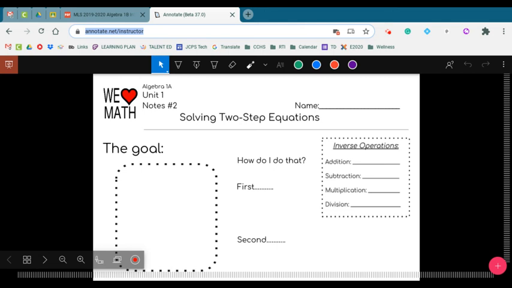Okay, so this is going to be our Unit 1 notes number 2, solving two-step equations. So our first set of notes, we were just doing one step. So we just did one step to solve the problem. This time we're going to be doing two steps. So some things are going to be similar and some things are going to be a little bit different.